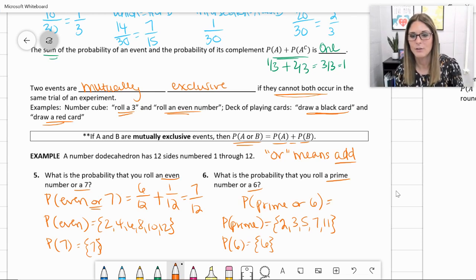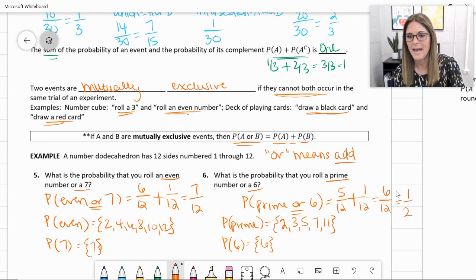So let's take those probabilities and add them together. Rolling a prime, there were 5 possibilities out of 12. It's an "or," so I'm going to add those probabilities together. And then the probability of rolling a 6, there's one 6 on that dodecahedron. That's going to give us 6 over 12, or you can simplify to 1/2. Probability of rolling a prime or a 6 on a dodecahedron, 1/2.